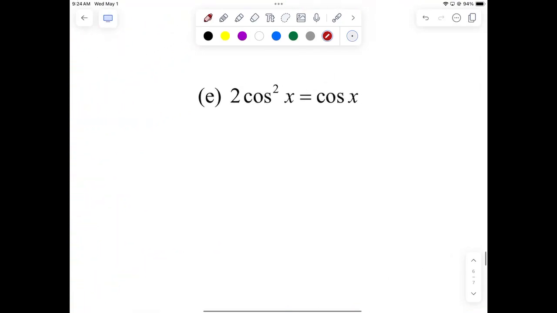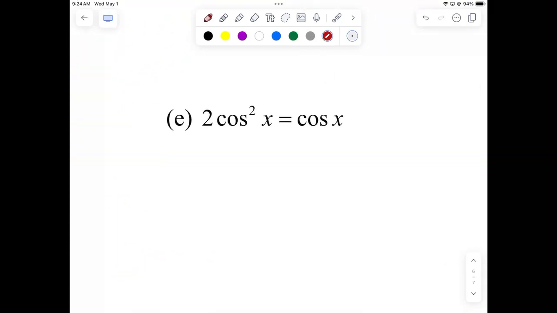All right. What about this one? 2 cosine squared of x equals cosine of x. Now I have two variable terms. Does it make sense to get them all on one side and equal to 0? Yes. Minus cosine of x equals 0.